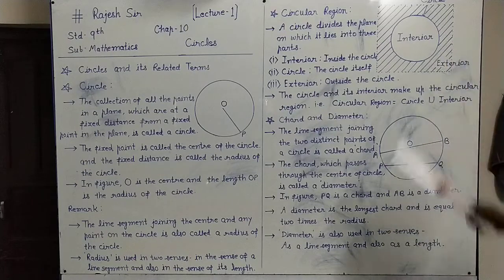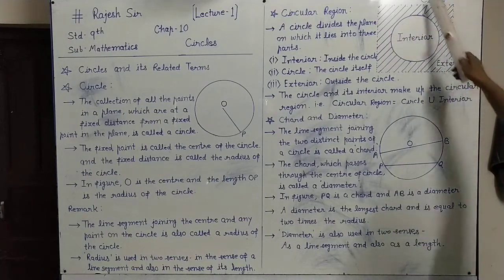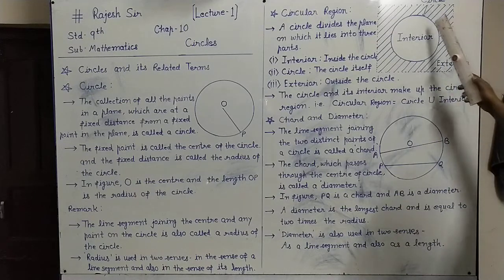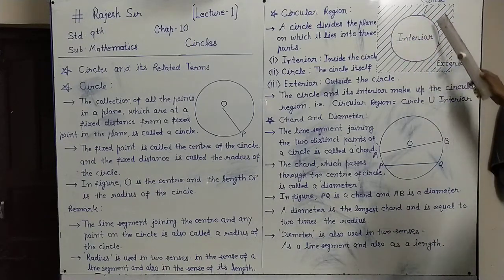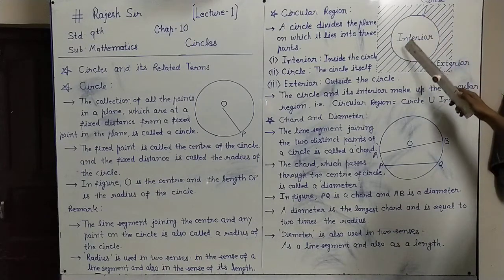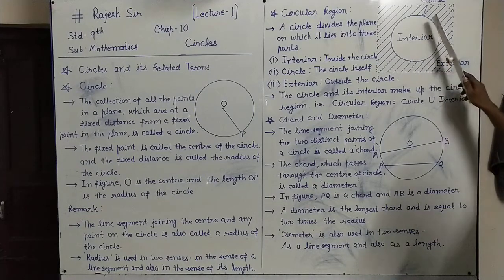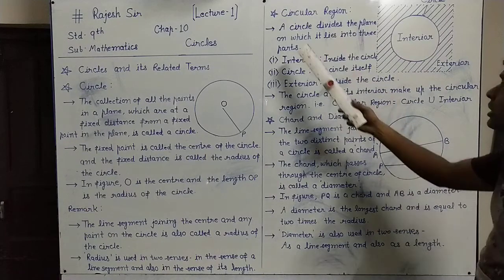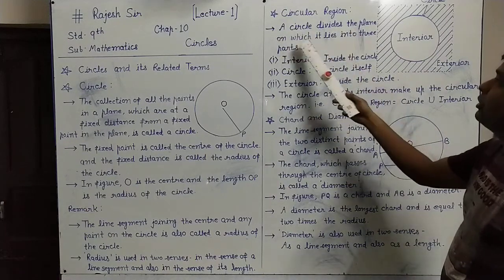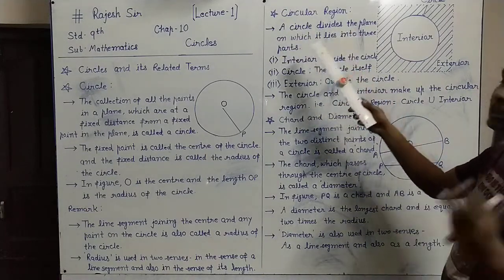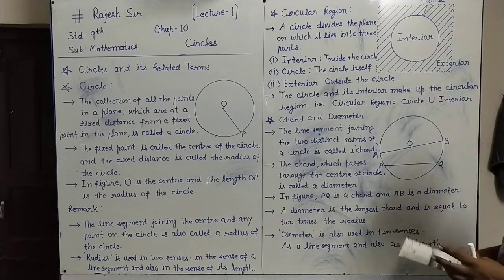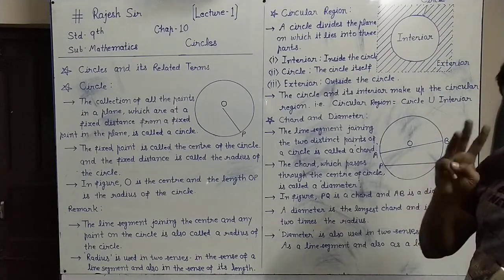In this figure you can understand the circle is drawn in this plane. The circle is shown, so the circle is this boundary only. Inside the circle is called the interior part and outside of the circle is called the exterior part. A circle divides the plane on which it lies into three parts.